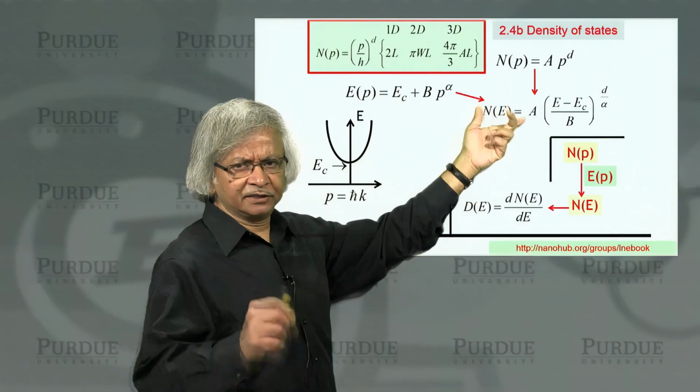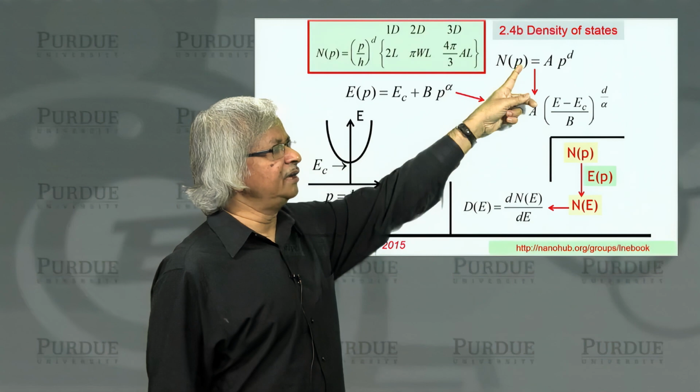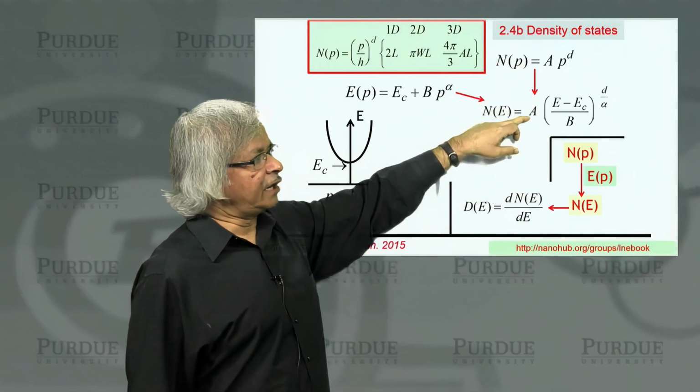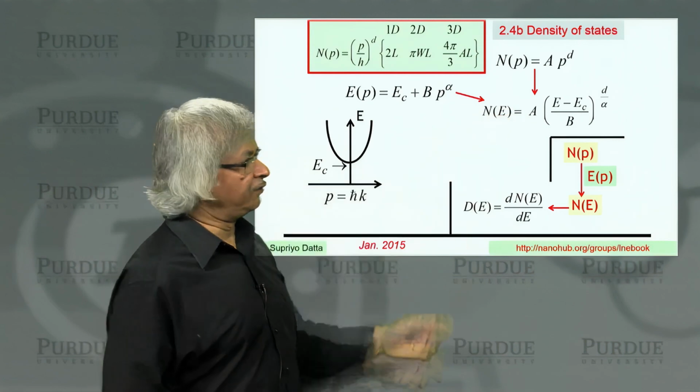So this is a bit of algebra. I think you can try this out. That from this and this, you can eliminate P to obtain this expression. Well, and now we are done. We want the density of states. So you just take the derivative of that.